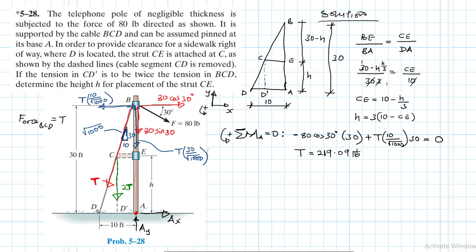10 root 1000, and then we have 80 cos 30, 219.09. All right, so we have T. So with that in mind, we'll need now to imagine that we have now changed the cable at point C, we've moved D to D prime. All right, so this one was case number 1.